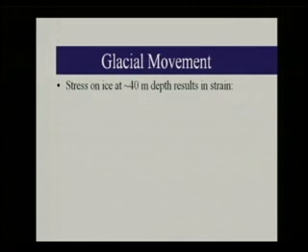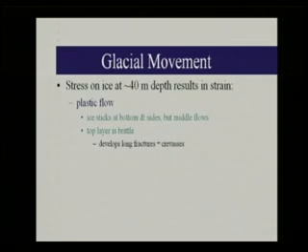How do glaciers move? Well, at about 40 meters in depth, the overlying mass of the ice, the stress of the ice, results in strain. We can see that resulting in plastic flow. In this case, the ice is going to stick at the bottom and sides of the valley, but the middle will flow. The friction of the channel, the bottom of the valley and the sides, will prevent that ice from flowing very well, but the middle tends to flow. The top layer of the ice is brittle, and it will develop these long fractures known as crevasses.